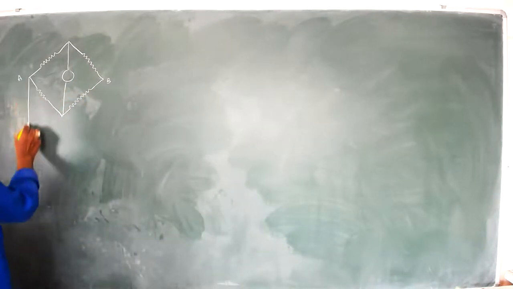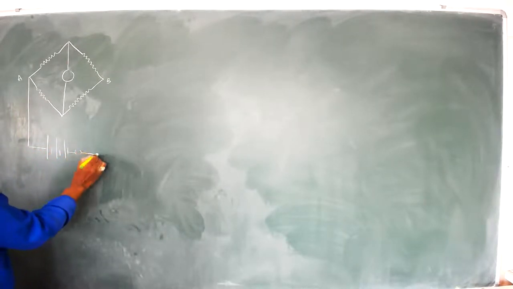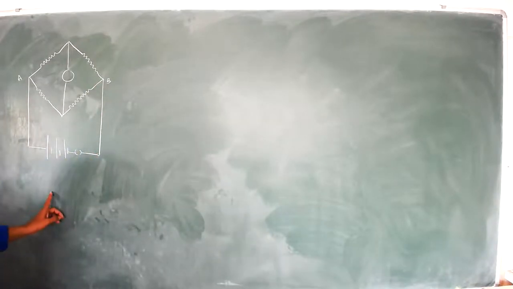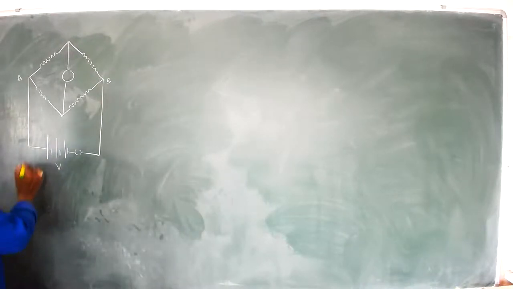Now these two points you will be connecting to the power source over here. This is the power source. Now this is the voltage V over here. Now what happens?